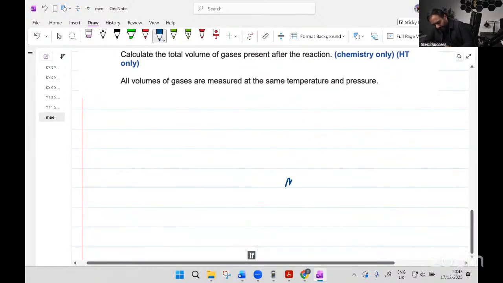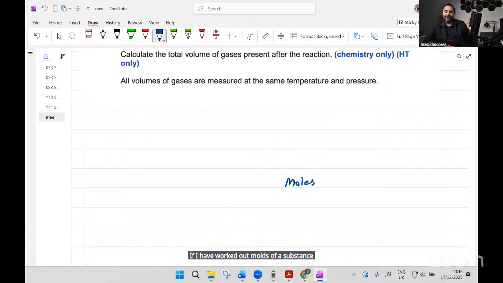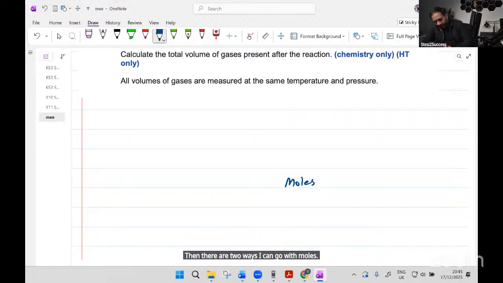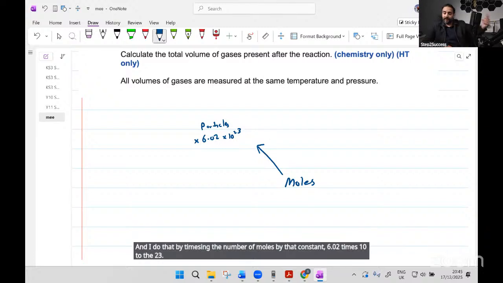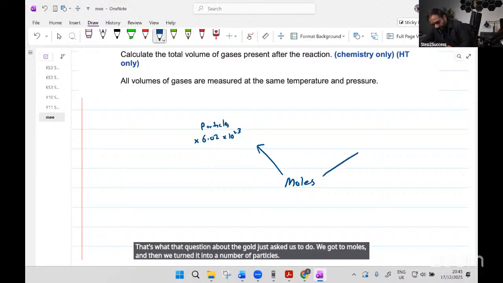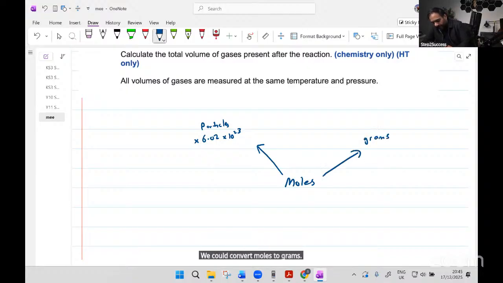If I have worked out moles of a substance, which you know how to do, just to be clear, if I have moles in a question, then there are 2 ways I can go with moles. Well, actually, 3 ways I could go. I could work out the number of particles that I've got, and I do that by timesing the number of moles by that constant 6.02 times 10 to the 23. That's what that question about the gold just asked us to do. We got to moles, and then we turned it into a number of particles. We could convert moles to grams by multiplying by the MR of the chemical that we're dealing with. So if it's 2 moles of carbon, then you times by the MR of carbon, which is 12.